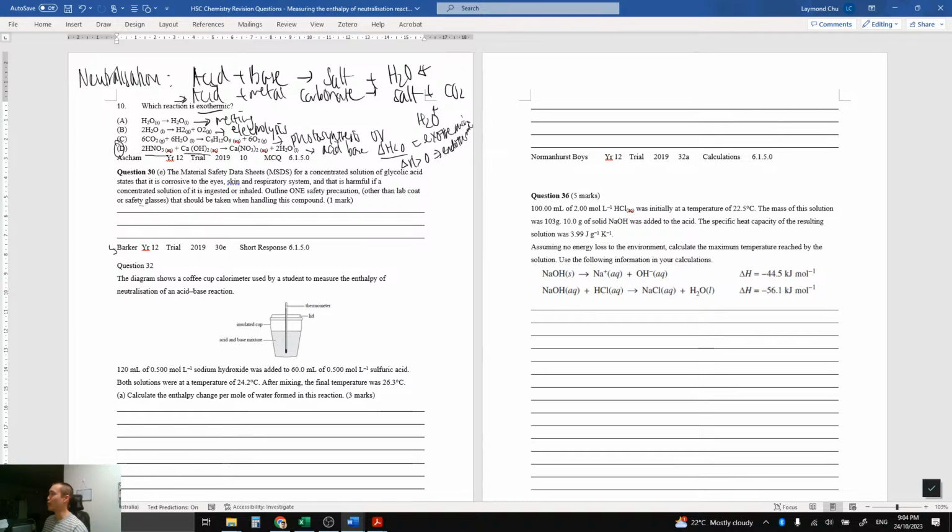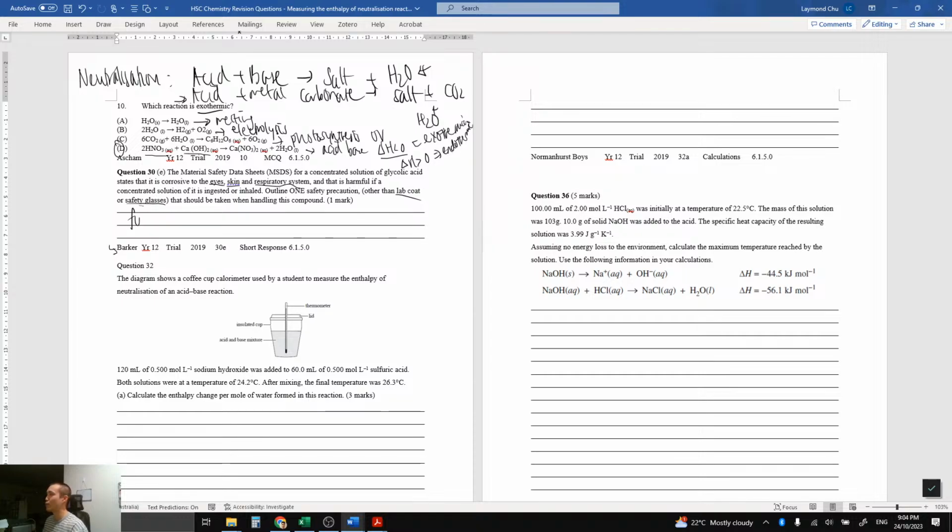Given the hint already, no lab coat. Lab coat is for skin protection. Safety glasses are for eye protection. So what is the next harmful thing that's in the way? The respiratory system. If it can potentially cause harm to your respiratory system, then don't breathe it in. How do you not breathe it in?